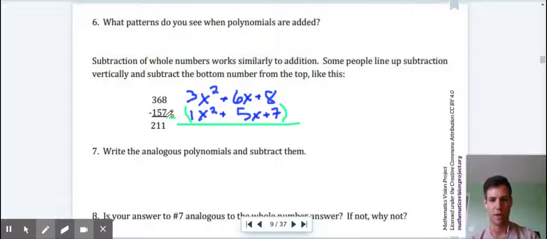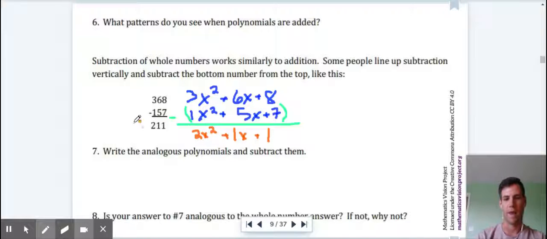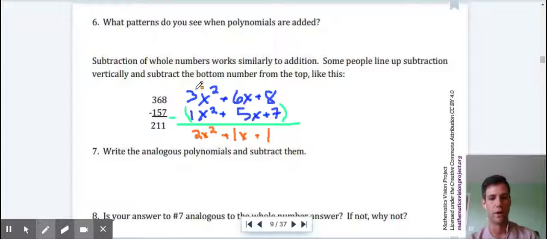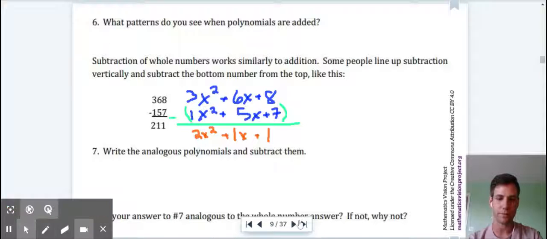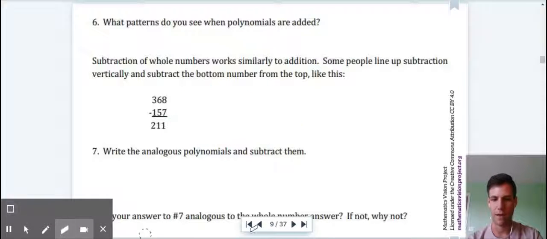And so if we do 3 minus 1, we get 2x squared. 6 minus 5 is equal to 1x. And 8 minus 7 is equal to 1. And that matches the answer here. So it is showing that when we're doing subtraction for polynomials and expressions like these, it is very close and almost exactly the same as it might be for regular whole numbers. So we can get rid of that and move to our next slide here.